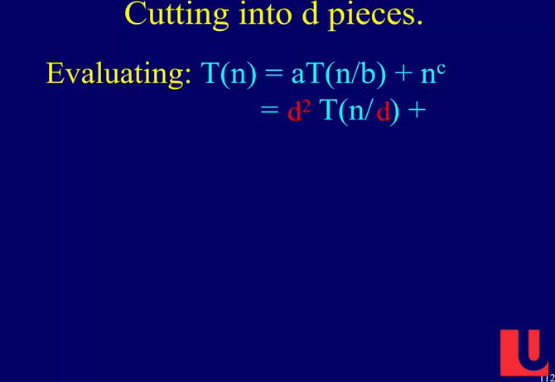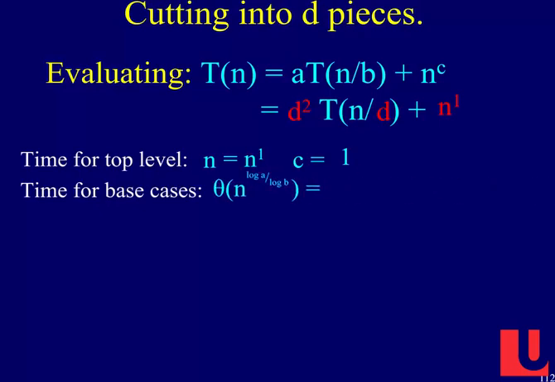Everybody got a recurrence relation? And I'm personally still doing linear, so the top level work is still 1. The number of base cases is log of d squared divided by log of d. Anybody know what the log of d squared is? The 2 comes down, so it's 2 times the log of d. The logs of d cancel, and you get n squared.